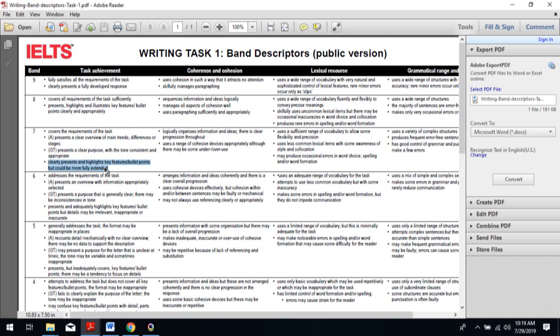Okay. Now next is coherence and cohesion. So you should logically organize information and ideas. There is a clear progression throughout. Uses a range of cohesive devices appropriately. Take note of the word appropriately here, although there may be some under or overuse. So here, paragraphing is very important, and your choice of transitional devices, conjunctions, transitional words, okay, are all important under coherence and cohesion.